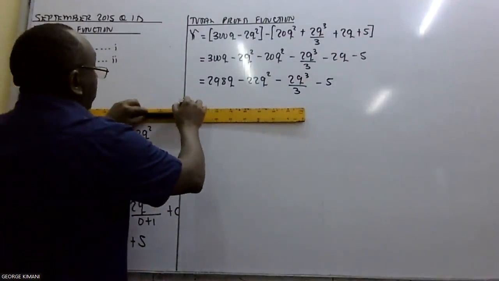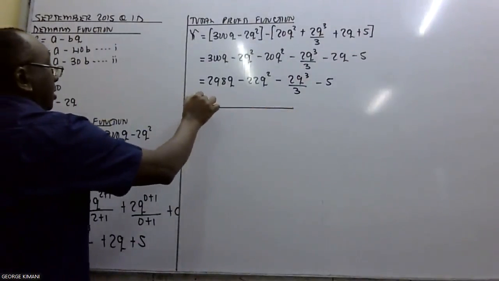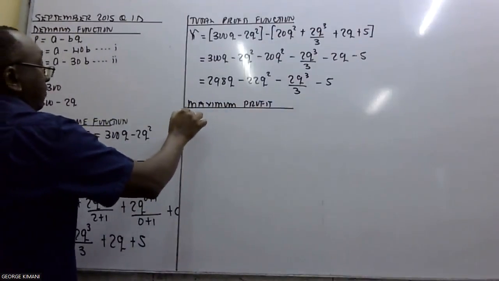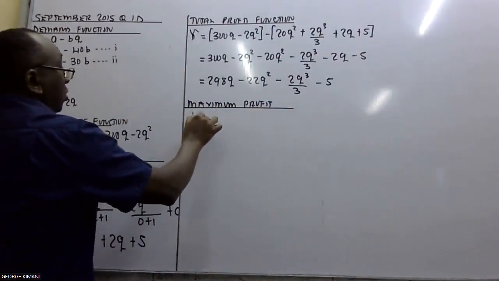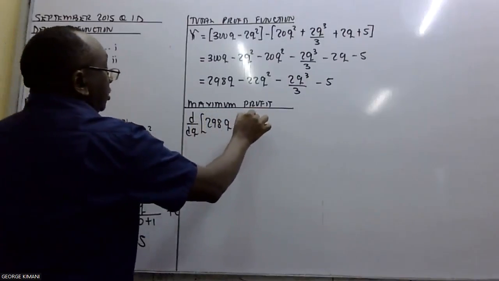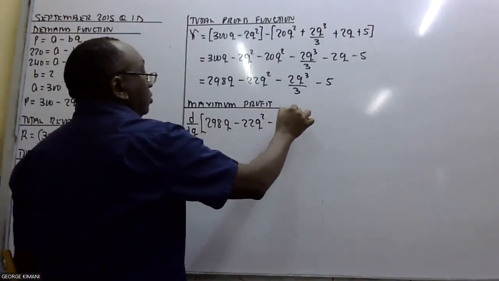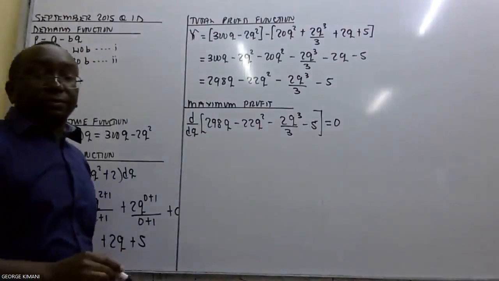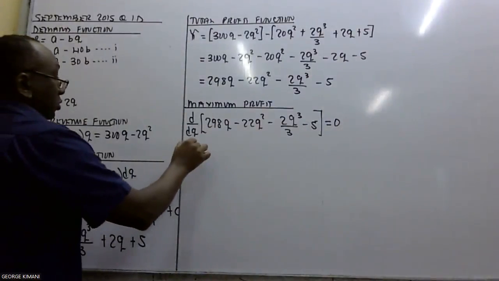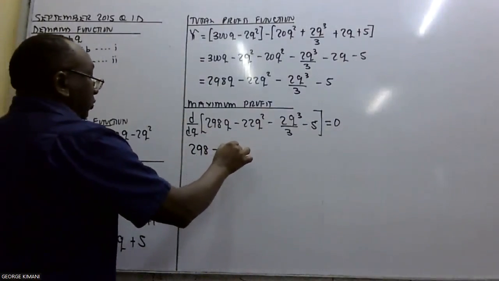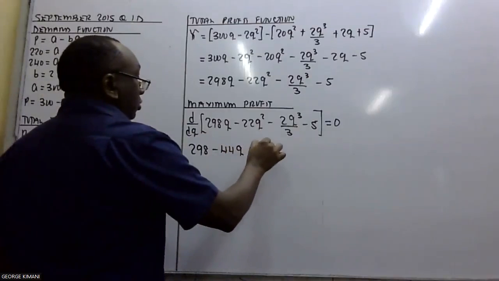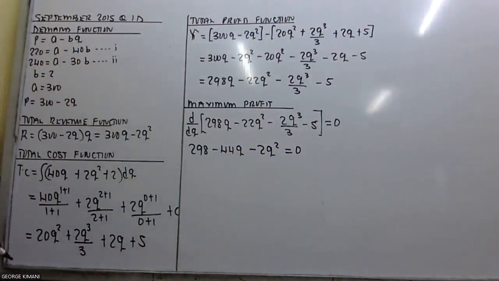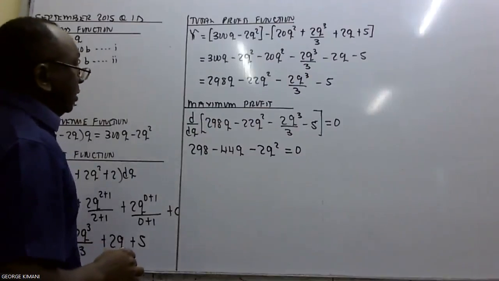Now, if they tell you to get maximum profit, you differentiate with respect to Q of 298Q minus 22Q squared minus 2Q cubed over 3 minus 5, which should be equal to 0. So this is 298 minus 44Q minus 2Q squared equals 0.